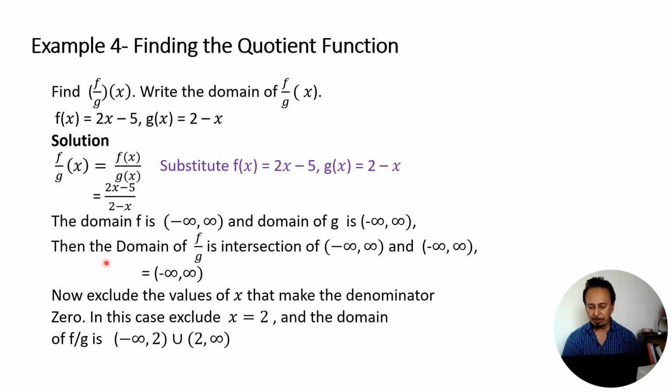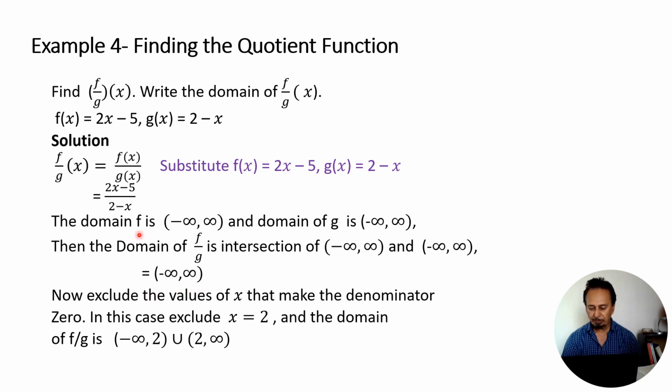Now, to find the domain, first we find the domain of f. The domain of f, because it's a polynomial function, is all real numbers, or you can say minus infinity to infinity. And the domain of g is also minus infinity to infinity because this is also a polynomial function. Now, to find the domain of f over g, we simply take the intersection of minus infinity to infinity and minus infinity to infinity, which is the same as minus infinity to infinity.